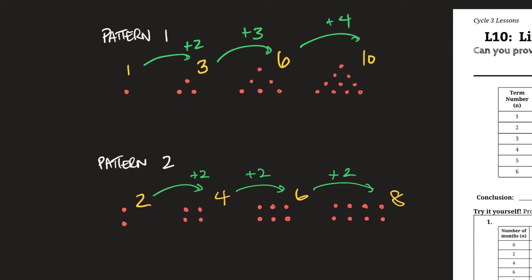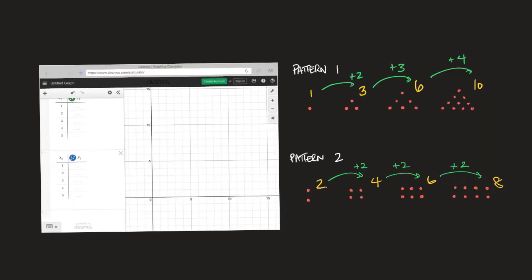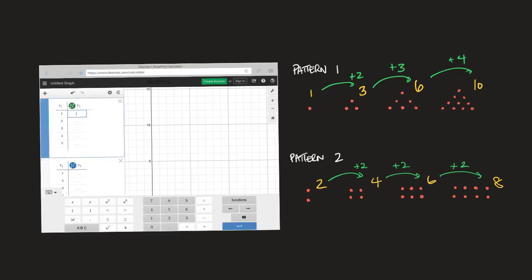What we can do to see this big difference is graph both of these sets of points on a grid. So let's do that now. I've just opened up a Desmos window here with a table that we can plug in, and it's going to plot the points. So for pattern 1, we see term 1 has 1 dot. Term 2 has 3 dots. Term 3 has 6 dots. Term 4 has 10 dots. And we said if we continued this pattern, term 5 would have 15 dots, right?